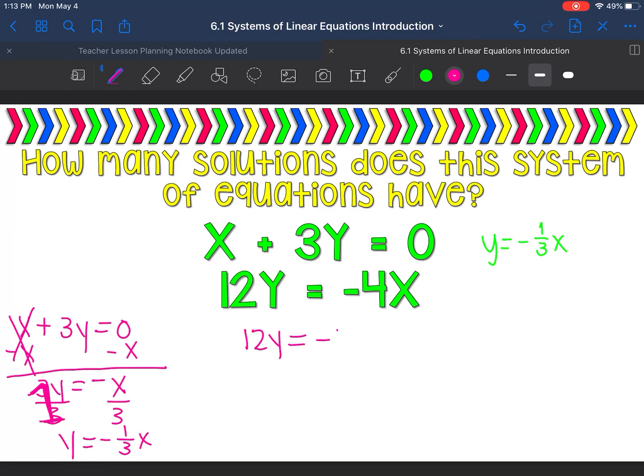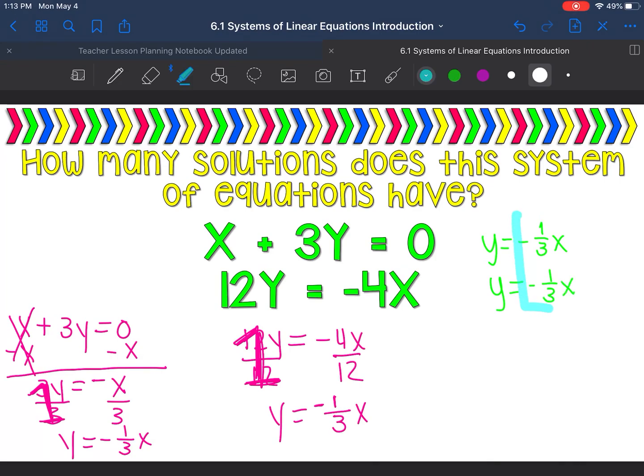So now let's do the same thing with 12y equals negative 4x. Remember, I need it to be y equals, not 12y equals. So in order to get rid of that 12, I need to divide by 12. So 12 divided by 12 cancels and gives me y equals. So now I need to simplify negative 4 and 12. What number goes evenly into both 4 and 12? 4. So that would be 4 divided by 4 gives me 1, and 12 divided by 4 gives me 3. So that leaves me with y equals negative 1/3 x.